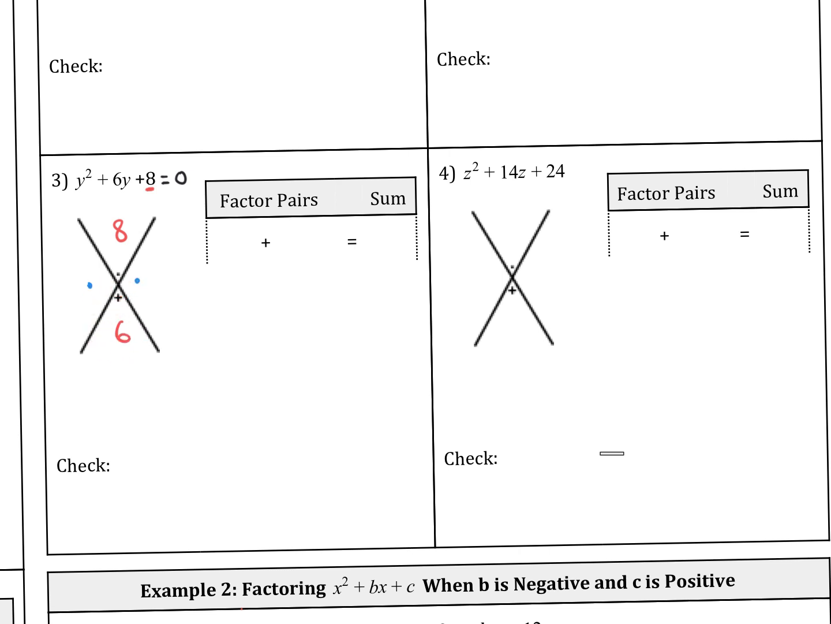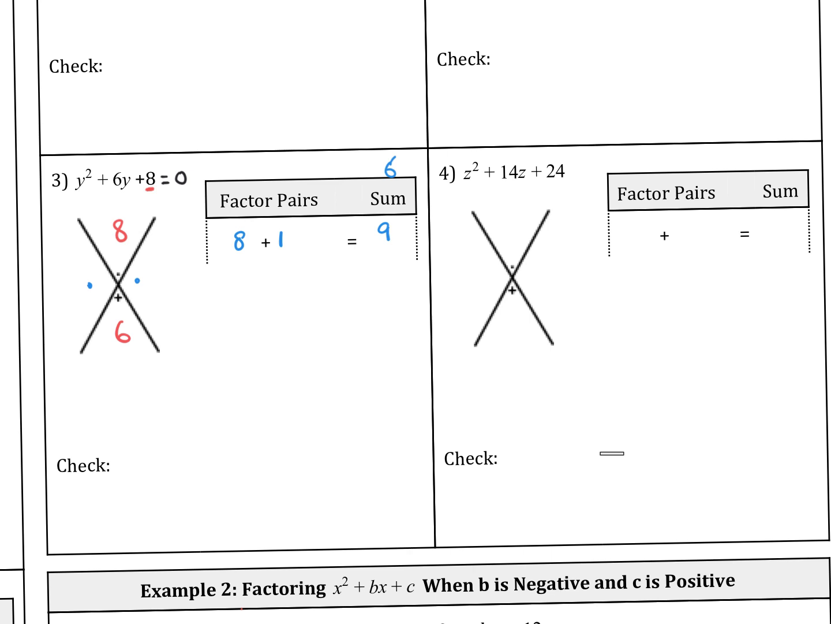So for that we need the factors of 8. Let's see. The factors of 8 are 1 and 8. So 8 plus 1 is 9. The sum should be 6, so it means that combination doesn't work. You can find other factors of 8.